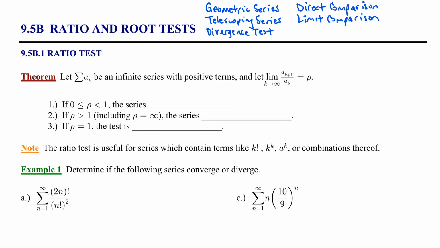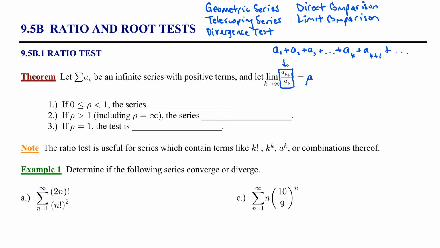Here's the theorem. Let the series sum of a sub k be an infinite series with positive terms, and let the limit as k goes to infinity of a sub k plus 1 divided by a sub k equal rho. This is the lowercase Greek letter rho. In the ratio test, we're going to form the ratio of two successive terms. So think about the terms in a series. You have a sub 1 plus a sub 2 plus a sub 3. We continue this pattern. We could say the general term is a sub k. The very next term is going to have a subscript that's exactly one more than the previous one.